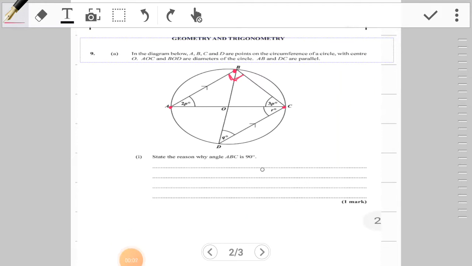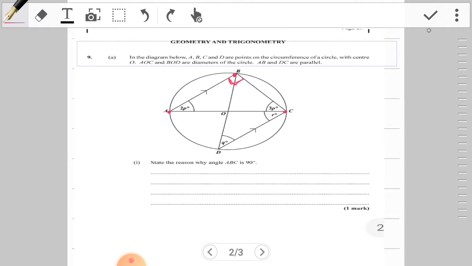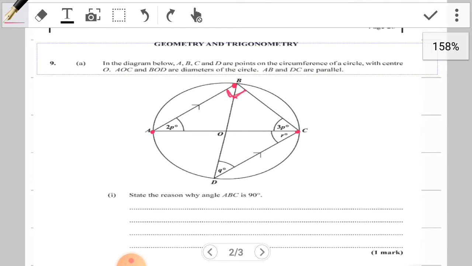Theory 2021, question 9. As you can see, it's a circle theorem question, quick, and trigonometry. All right, so let's quickly read this. It says, in the diagram below, A, B, C, D are points on the circumference of a circle with center O. AOC and BOD are diameters of the circle. AB and DC are parallel. So we can see all of this information is right here.